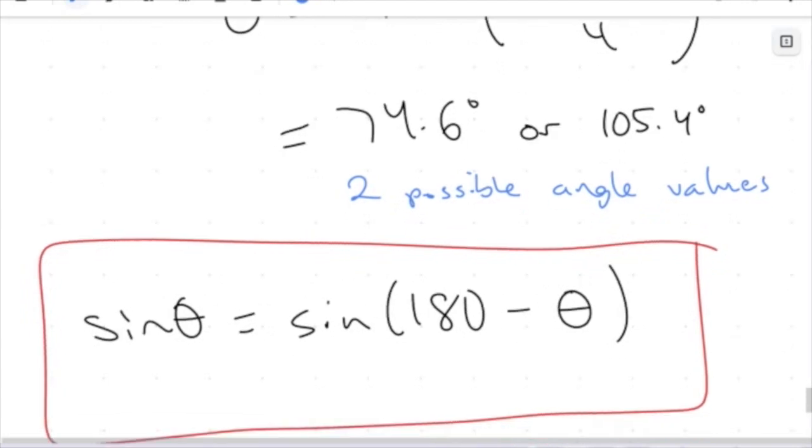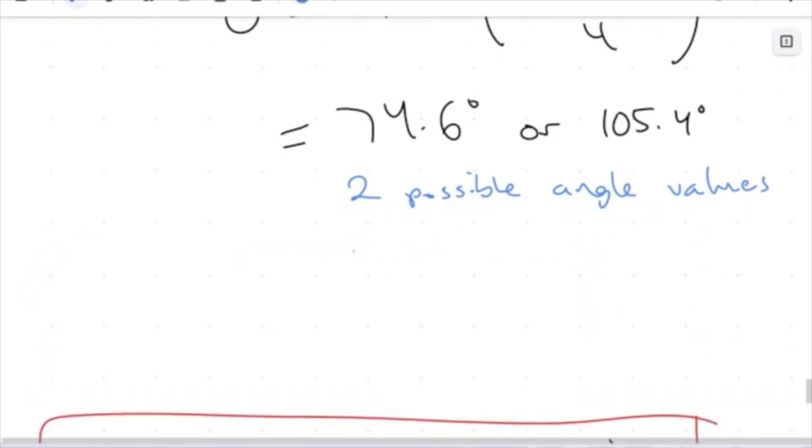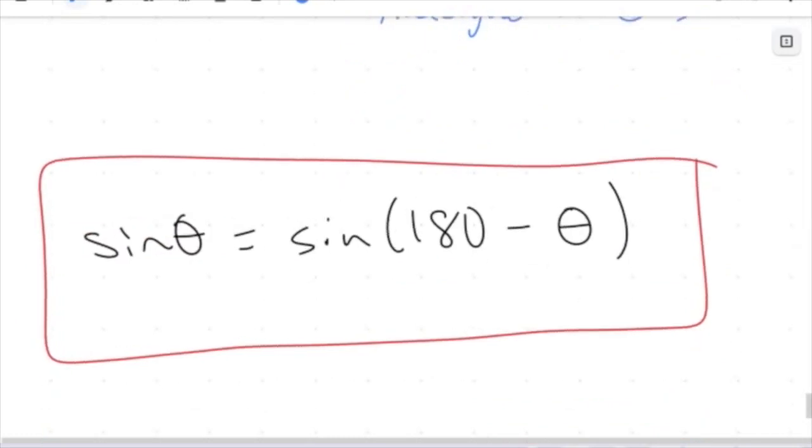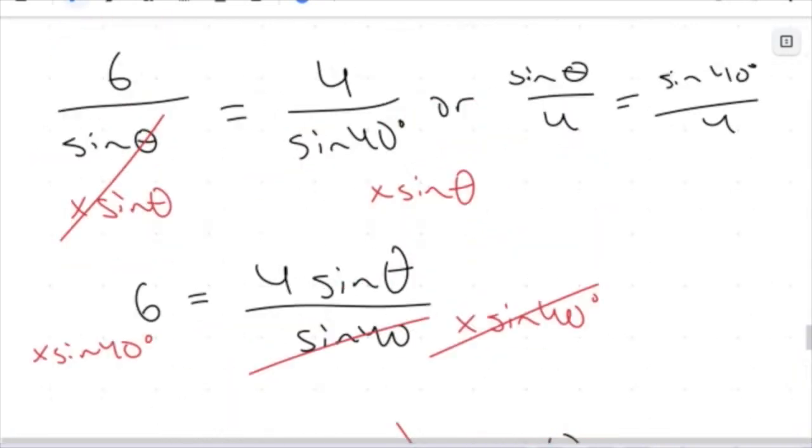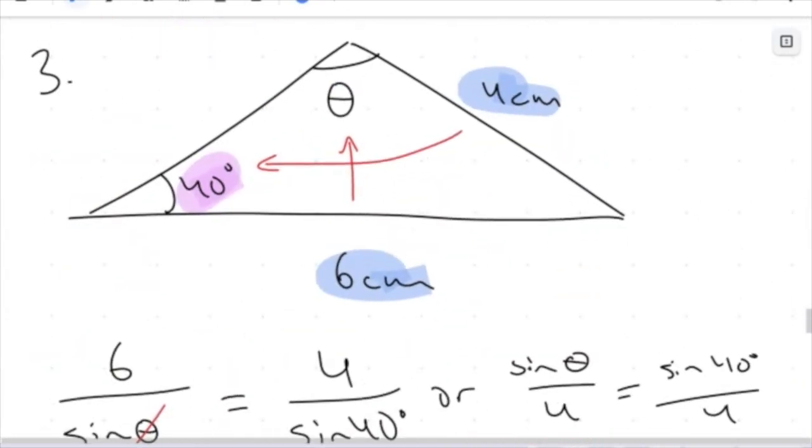And this is based on something we will look at a bit later called the ambiguous case. We'll explore this a lot later in year 11 trig. We'll talk about this a lot more at length. But for now, based on the trig identity that we've looked at in the past, we can say that not only can we have one angle value, but depending on the context, depending on our given angle of 40 degrees here, we can have two possible values of theta.